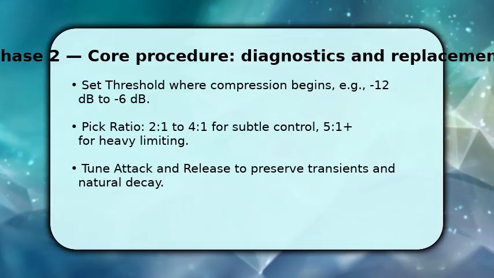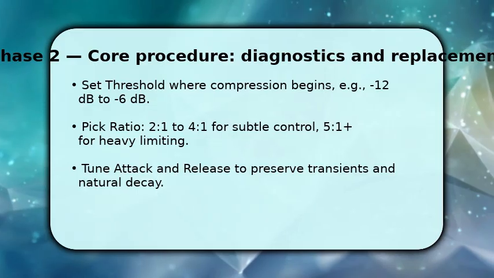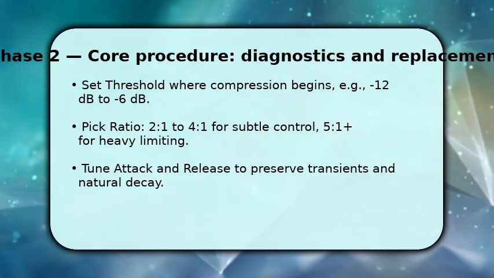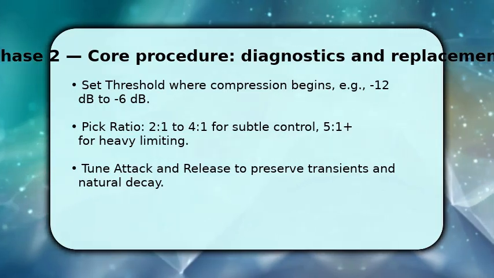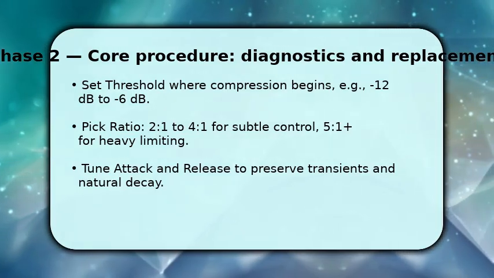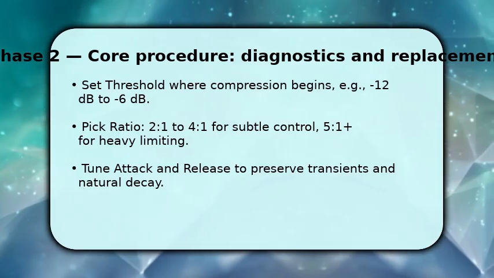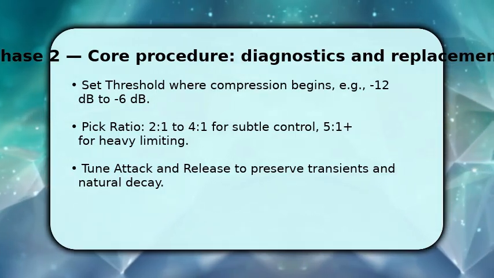Make attack fast to tame transients or slower to keep punch. Adjust release so compression breathes with your performance rather than pumping. As you tweak, bypass intermittently to compare. This helps you understand what each control is doing and why those changes matter.